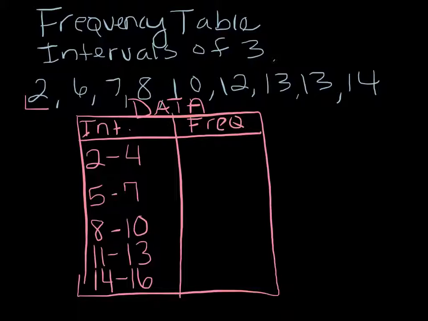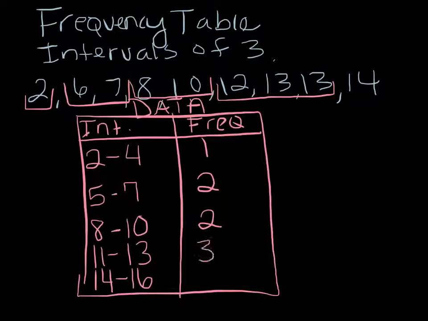Okay, 2 to 4 has a frequency of 1. 5 to 7 has a frequency of 2. 8 to 10 has a frequency of 2. 11 to 13 has a frequency of 3. And then 14 to 16 has a frequency of 1. And there's your frequency table. On your test, there's going to be maybe some multiple choice questions that deal with frequency tables. You'll be given actually 4 different frequency tables that have the exact same intervals. And you'll just have to basically put your data in order and figure out which frequency table matches your data.